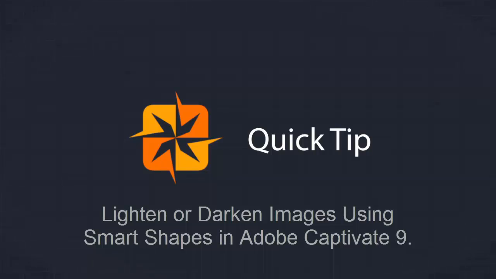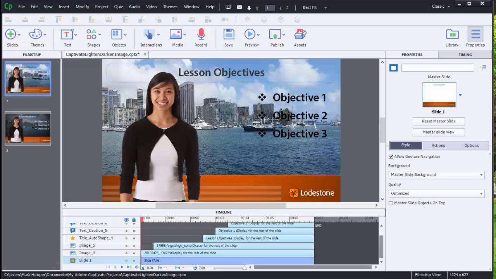I want to use a smart shape in Captivate to lighten or darken an image. This is a technique I use when I have a photo that I want to overlay some text and I need to have the details of the photo fade enough for the text to be easy to read. Let's preview the file I've prepared so you can see the problem.